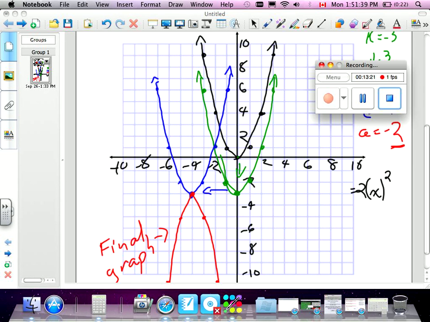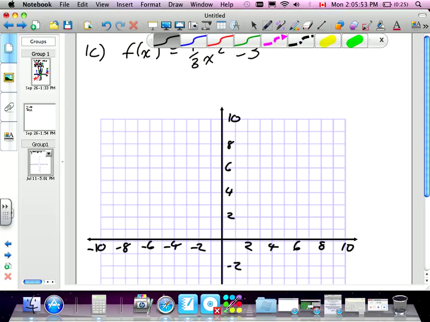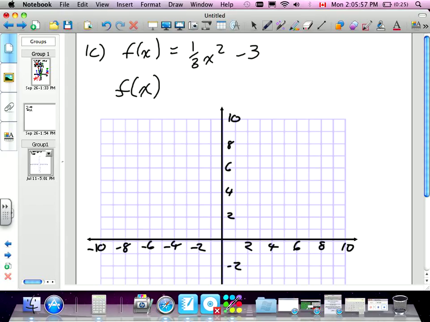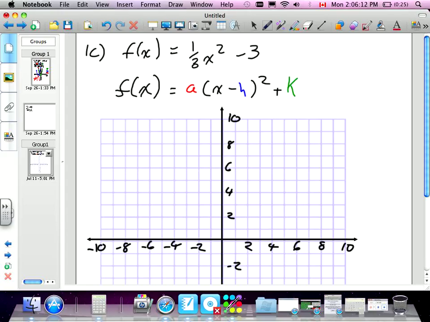Okay, 1C from the work I just gave you guys. Again, I'm going to start by putting out our theoretical model. In other words, what I mean is f of x is equal to a times x minus h squared plus k. This way I can figure out which variables are actually in this question.